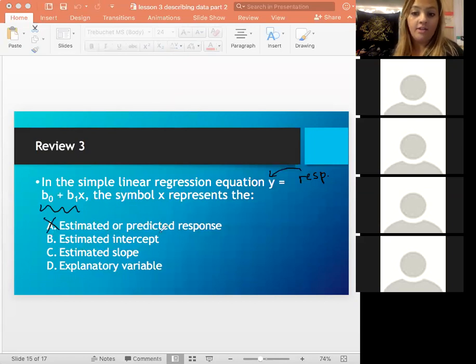B isn't correct because, let me write. So this is y. Our estimated intercept is going to be B subscript 0. Our slope is B subscript 1. And the explanatory variable is x. So just remember that: explanatory, x. Nice bubble, x right there. So that's why our answer is D, because these are the rest of the parts of the equation. Does that make sense why it's D?